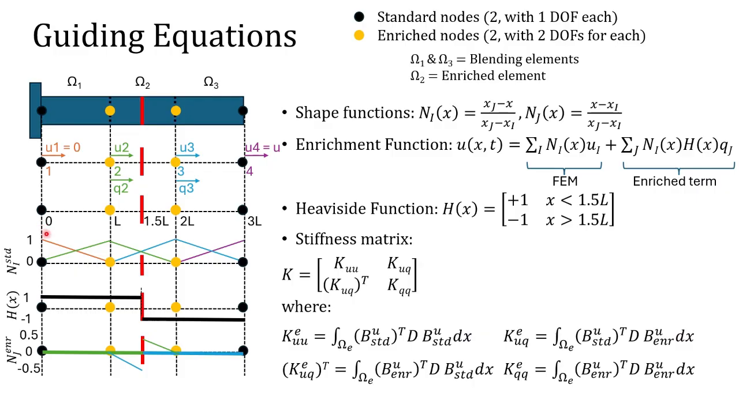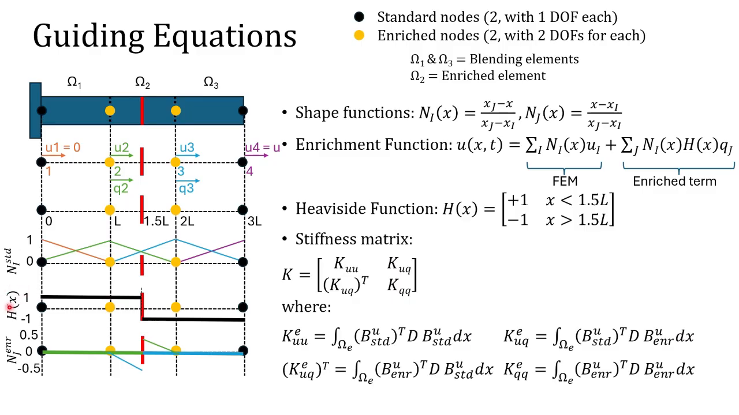Again, node 1 is located at 0, node 2 is located at L, our discontinuity or crack is located at 1.5L, node 3 is located at 2L, and node 4 is located at 3L. As we go through, each of these nodes follows a linear standard shape function, with node 1 being orange here, node 2 being green, node 3 being blue, and node 4 being purple.